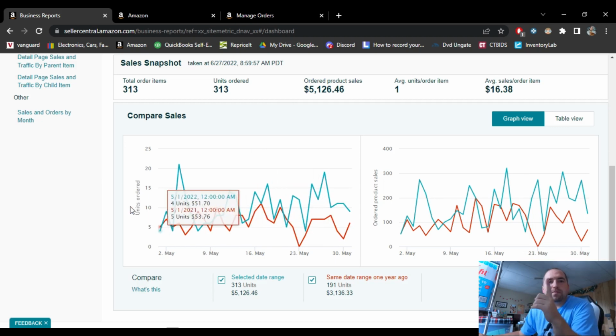More importantly, up top here is going to show you how many items you sold, how much they sold for, the average units, and the ASP, as fancy people call it, your average sales price per order. So we sold 313 books within that month. That's over 10 a day. So that's a good average to look at. Once you start hitting 10 a day and you keep building from there, that's where you want to be if you're trying to make a full-time income doing this.